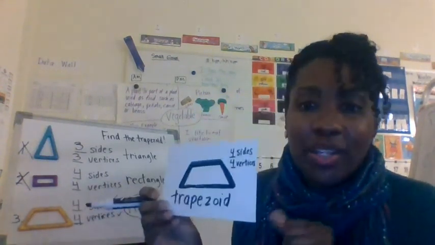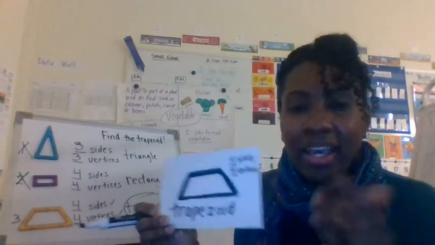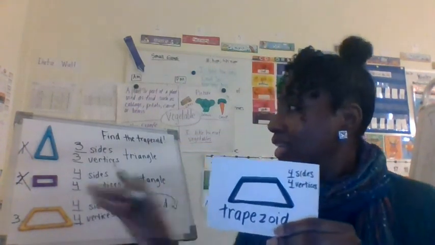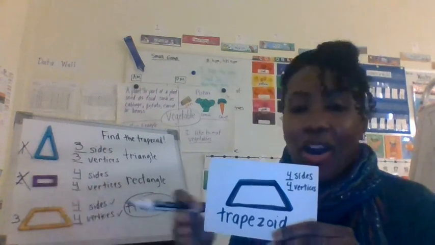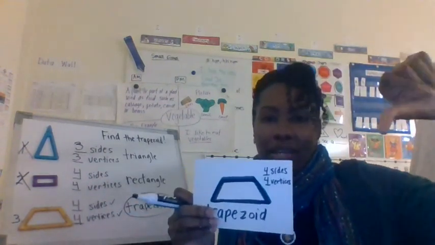So today you can go on a shape hunt and see how many trapezoids you find. And you can compare your shapes to see if they are a trapezoid or not, if they get a thumbs up or if they get a thumbs down.